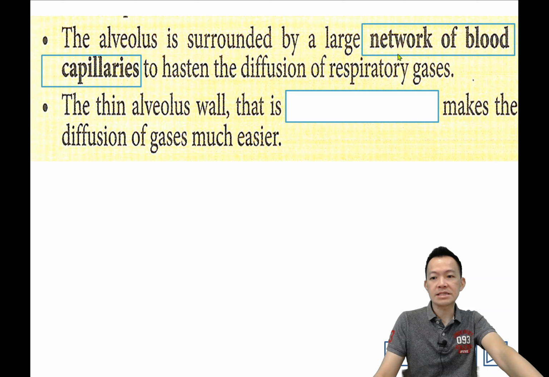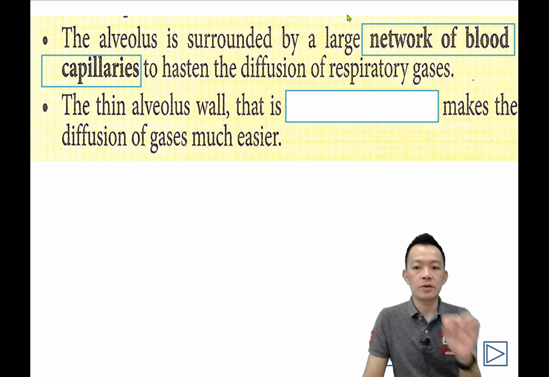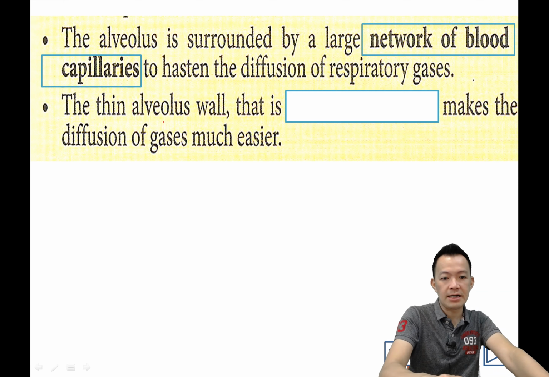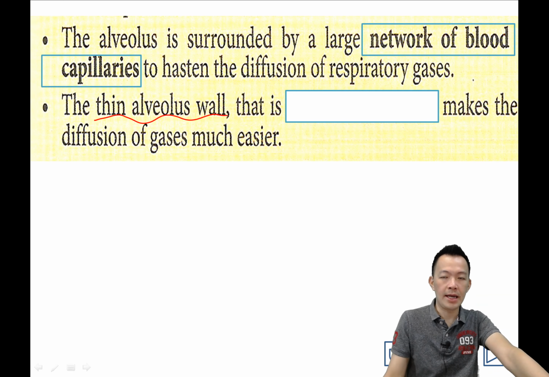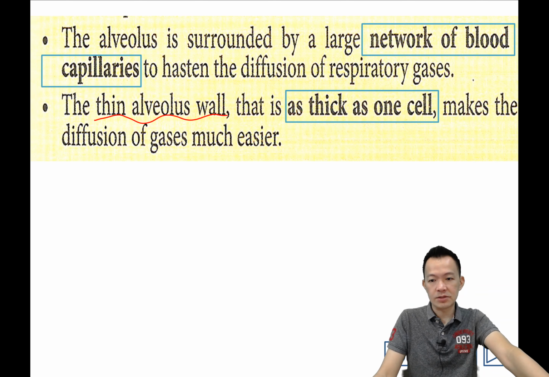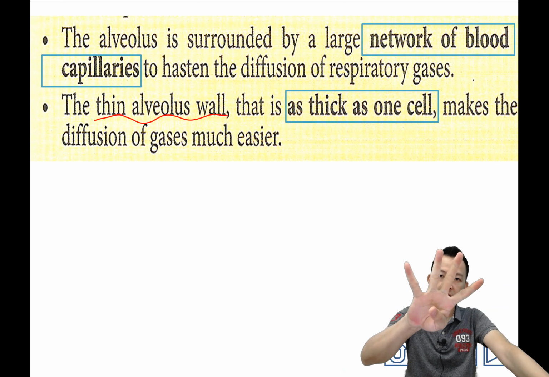And the alveolus is surrounded by a large network of blood capillaries, 一大堆的 blood capillary, to hasten the diffusion of the respiratory gases. And the thin alveolus wall is one cell thick, 非常的薄. How thin? A layer of cell, 只有一层的细胞这样薄罢了, as thick as one cell. This makes the diffusion of gases much easier, 给空气渗透的更快. So these are the 4 characteristics.